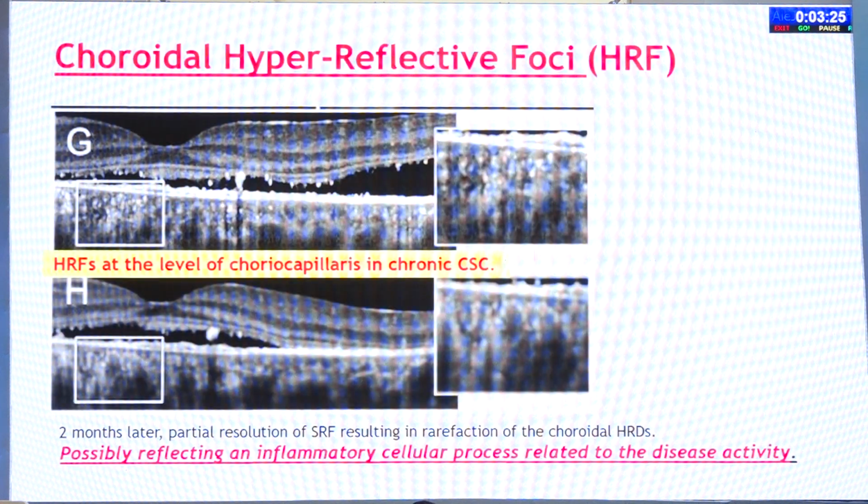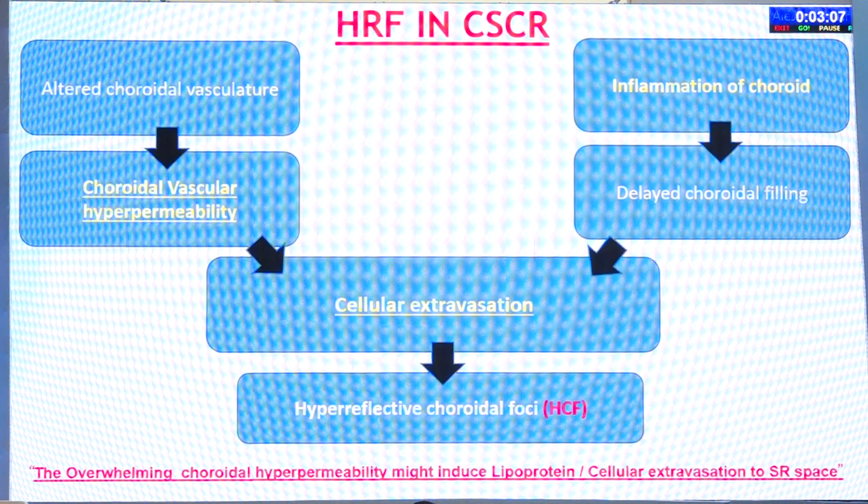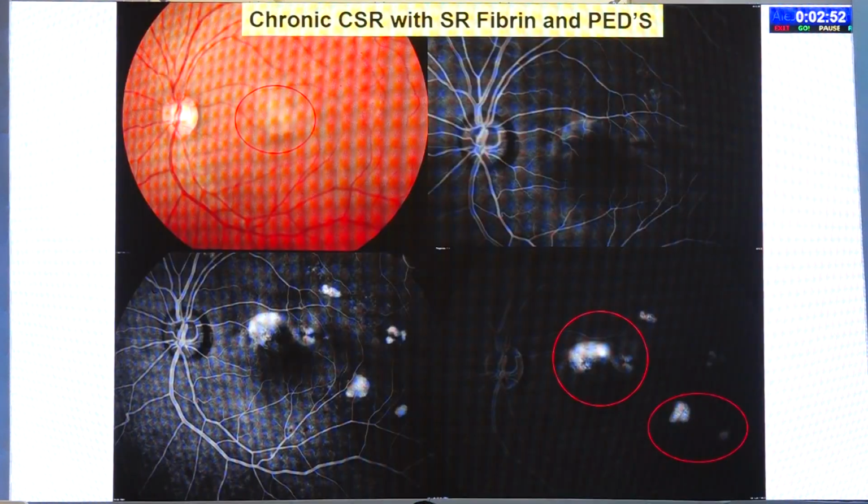it is a poor prognostic indicator. Another biomarker is the presence of choroidal hyperreflective foci. Usually this is seen in choroidal inflammatory diseases, but in chronic CSR also, choroidal hyperreflective foci can be seen. It was initially suspected that it could be choroidal inflammation in CSC, but it is resolved that overwhelming choroidal vascular hyperpermeability is leading to the subretinal fluid exudation along with choroidal and subretinal cellular extravasation as well.